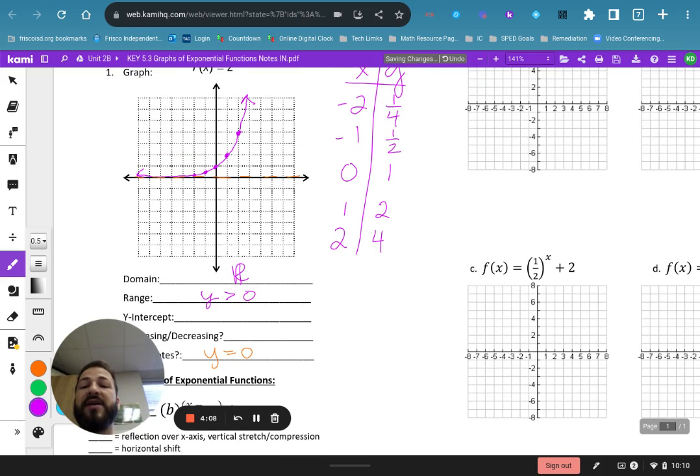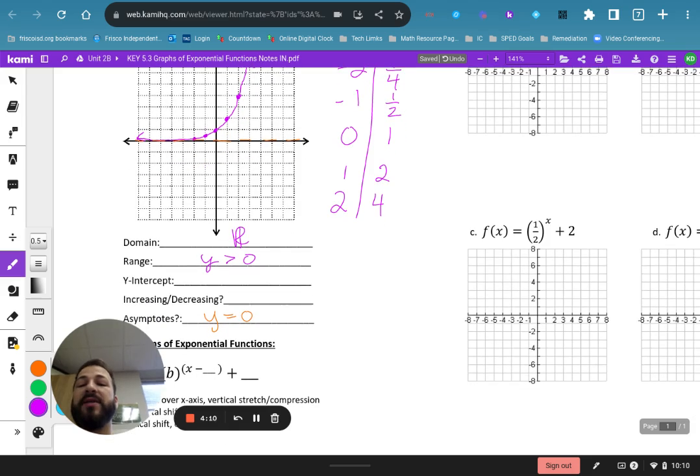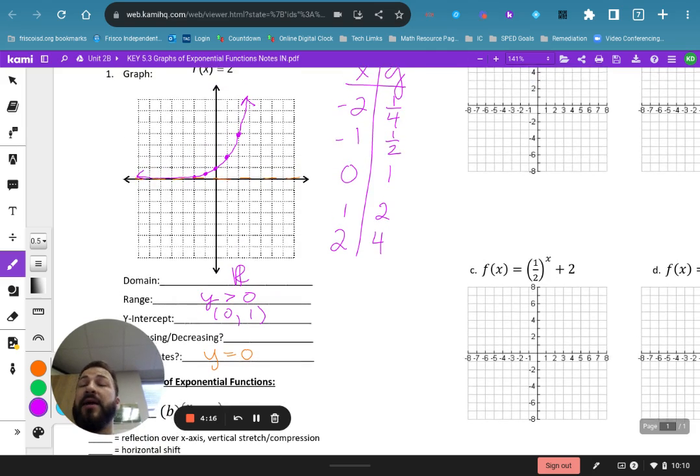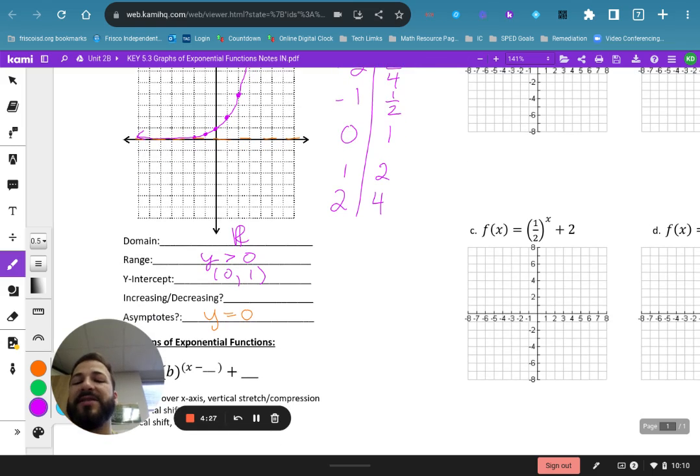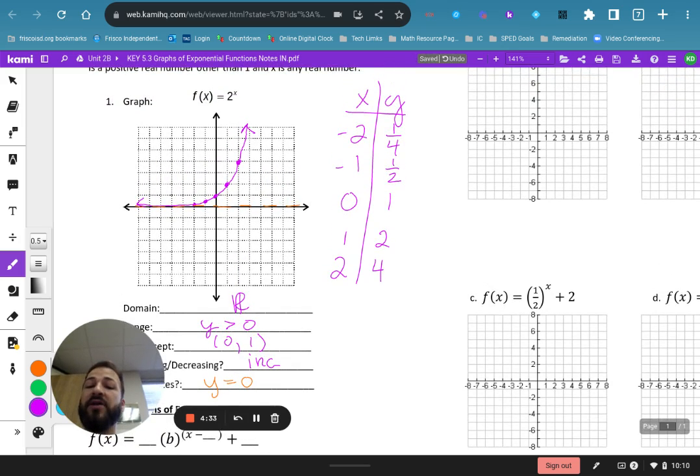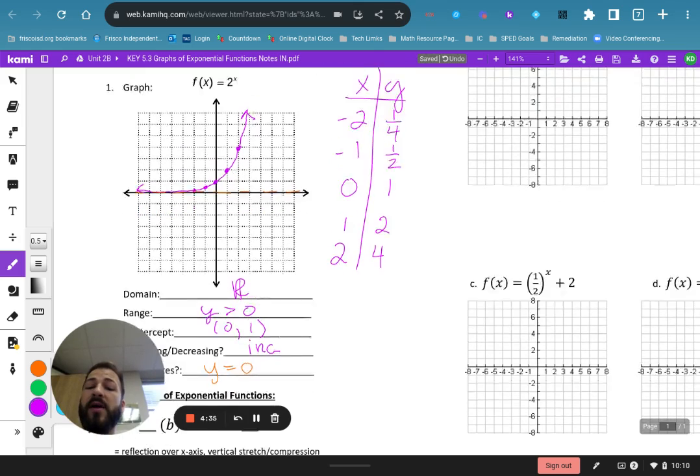For our y-intercept, we can see that we do cross the y-axis right there at 1. So for our y-intercept, we want to make sure we still write it as a point, so 0, 1. And then increasing or decreasing, remember that has to do with the y values. If they go up or down as we read our graph left to right, just like a book, our y values do go up from left to right, so we would say this function is increasing. And that is our exponential parent function in a nutshell, y'all. Pretty straightforward. Okay.